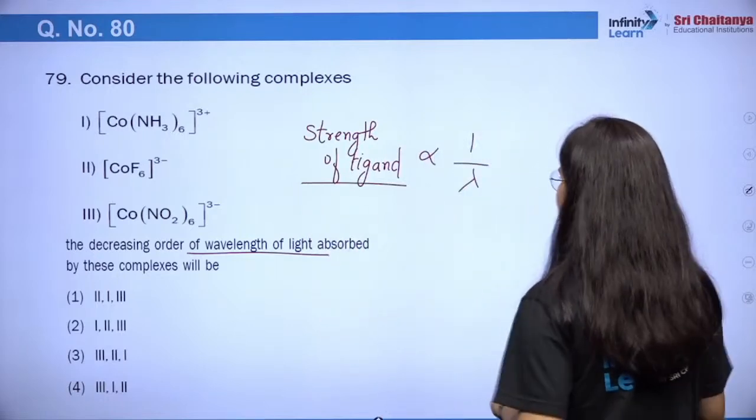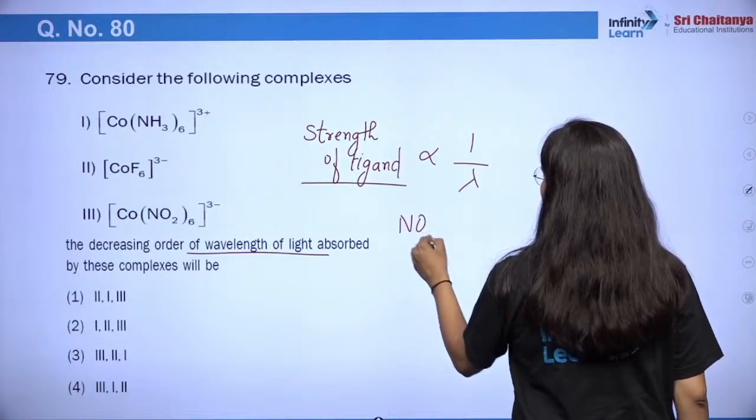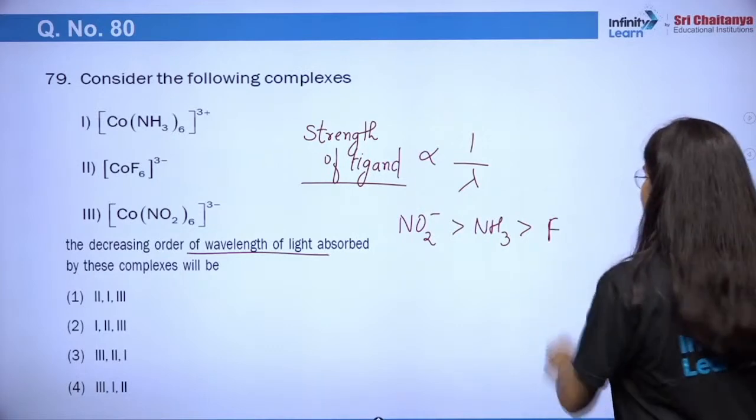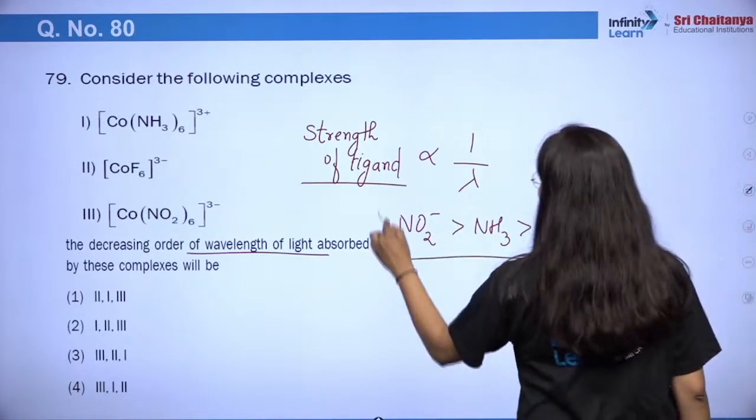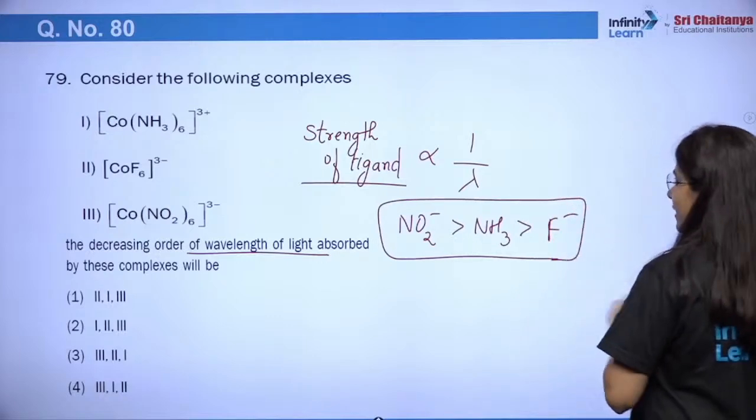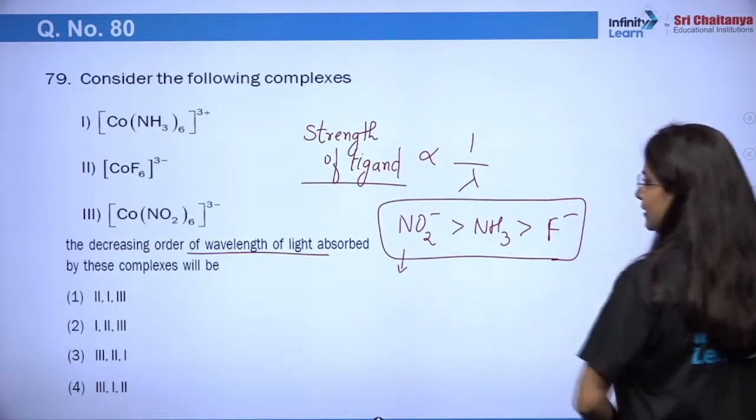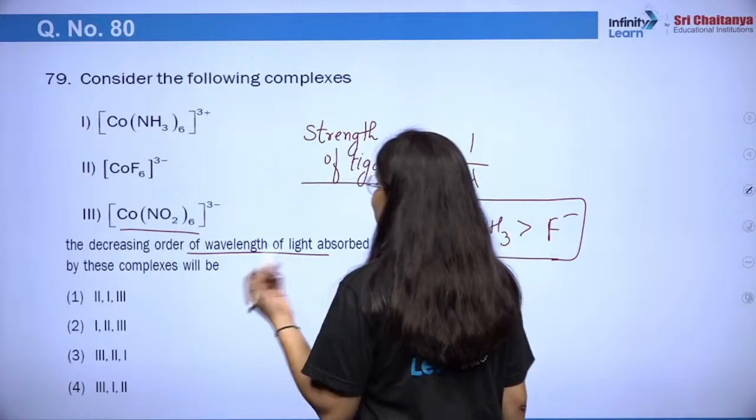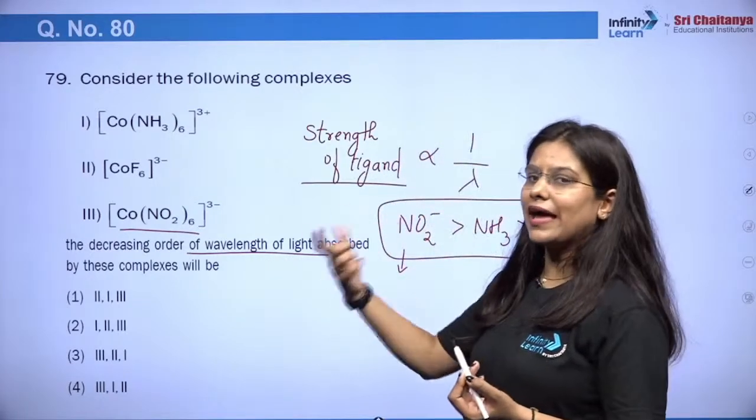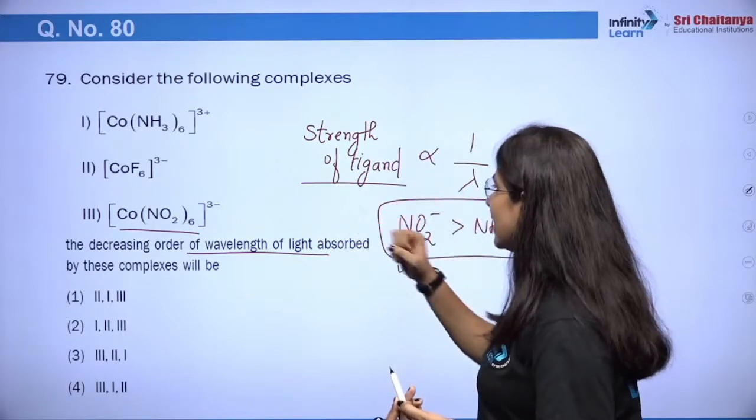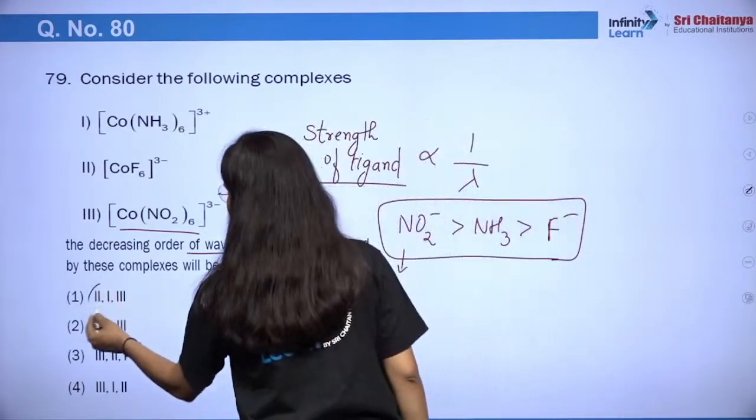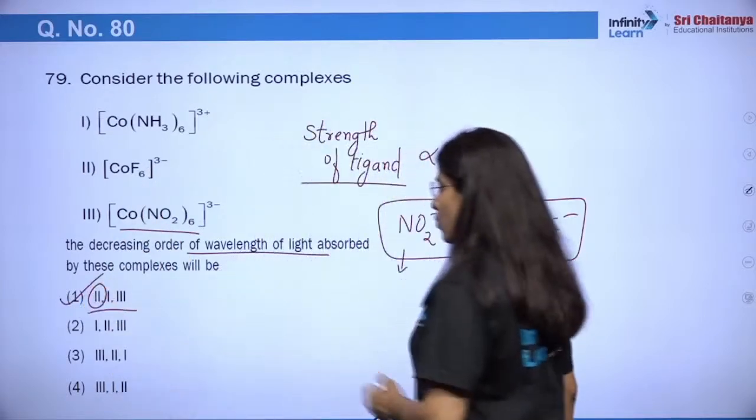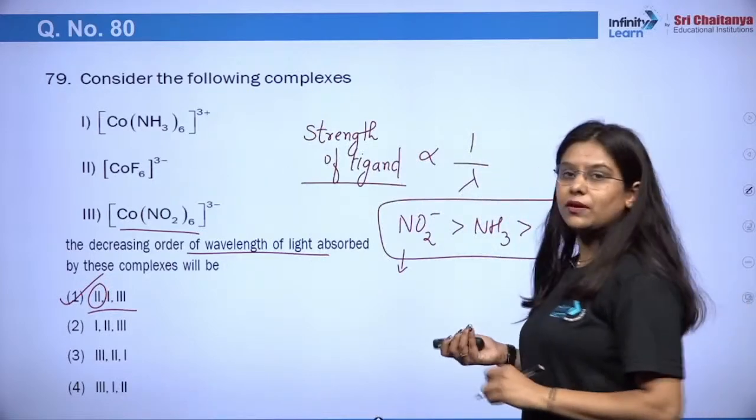Now what is the strength of these ligands? The strength of these ligands is NO2 minus, followed by ammonia, followed by F minus. So this is the order of the strength of these ligands. This is a strong ligand, so it will have the least wavelength. So third option will have the least wavelength. We need to identify the decreasing order, which has the highest wavelength. So fluorine will have the highest wavelength. So second will have the highest wavelength, then first and then third. So what is my answer? My answer is option number 1.